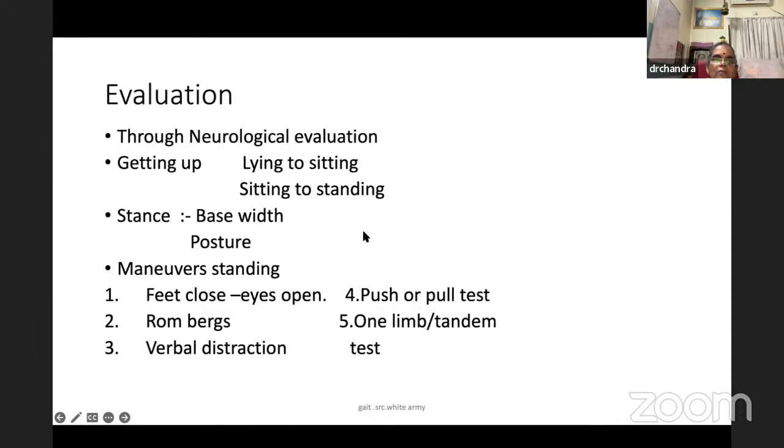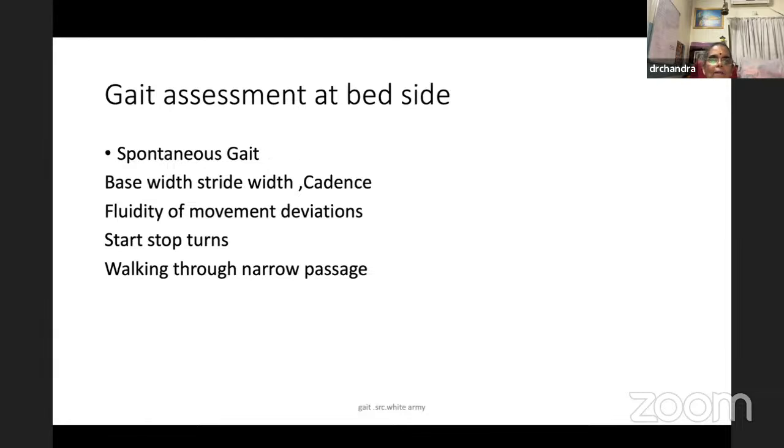And this is done through a neurological evaluation: getting up from lying to sitting, sitting to standing. Then stance, base width and posture. Then maneuvers during standing, or feet close and eyes open. Then Romberg's test, that is eyes closed. Then during verbal distraction, the patient is standing and you are distracting. Is he able to balance? Then push test or pull test, and one limb and tandem test. So that is the sit, stand, walk test.